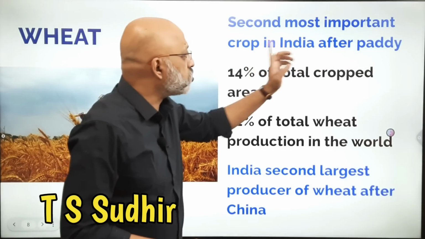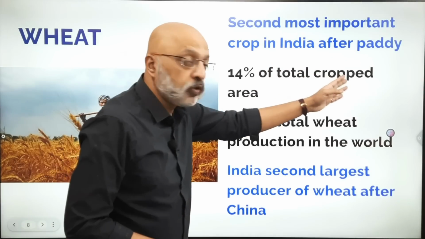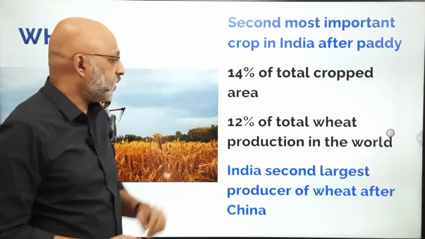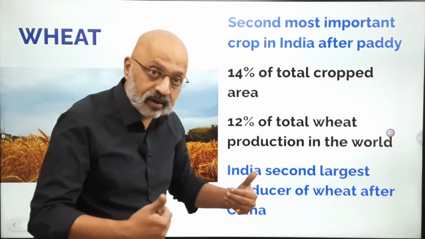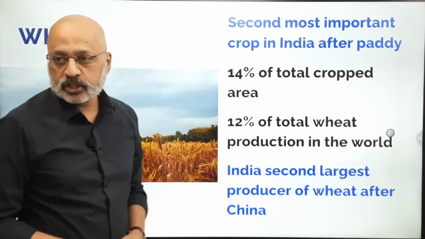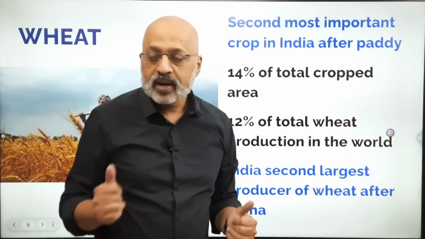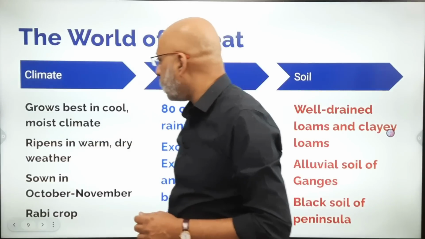Wheat is the second most important crop in India after paddy. It is 14% of the total cropped area. 12% of the total wheat production in the world is done in India. India is the second largest producer of wheat after China. Okay, so please remember these basic factoids.